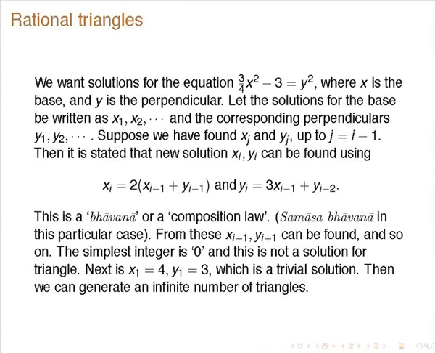The simplest equation of course is, you know, the 0, so that is not a solution. Then take next x1 is equal to 4, y1 is equal to 3. So, then here 3 by 4, x squared minus 3 is equal to y squared. So, that is satisfied. In this case, one segment of the base is 0 and the other segment is the base itself, that is 4. The upright is 3 and the hypotenuse is 5.